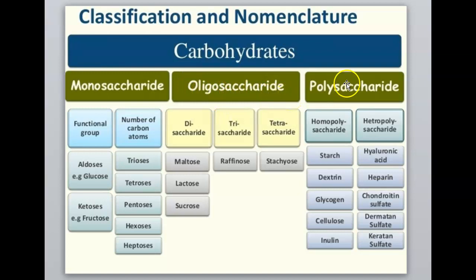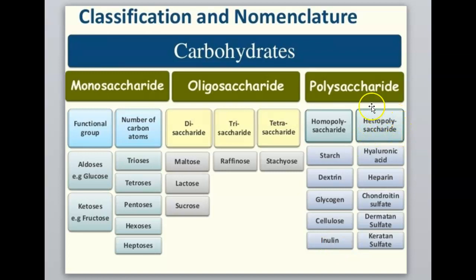And the last class of carbohydrates is the polysaccharides. Poly means many. So in polysaccharides there are two different types. First one is homopolysaccharides and second one is heteropolysaccharides. Homo means the same monosaccharide units are joined together with the help of the glycosidic linkage. And examples of homopolysaccharides are starch, dextrin, glycogen, cellulose and inulin.